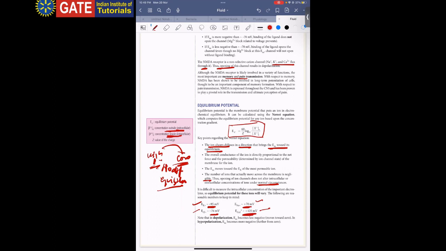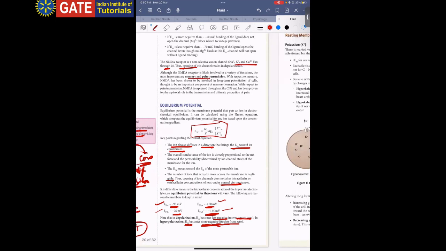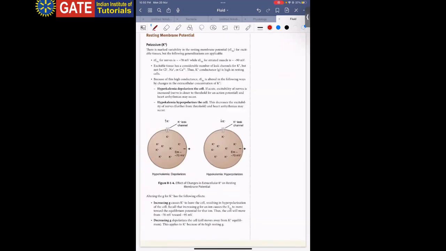Whenever there is depolarization, you have to know that the membrane potential always becomes less negative, and it will always try to move towards zero. For example, if the inside of the cell is negative, in depolarization there is more sodium going into the cell, so it becomes less negative, more towards zero. In hyperpolarization, the membrane potential becomes more negative, further away from zero. So that is depolarization and hyperpolarization. Now let's talk about the resting membrane potential.